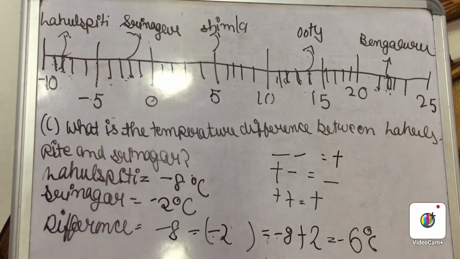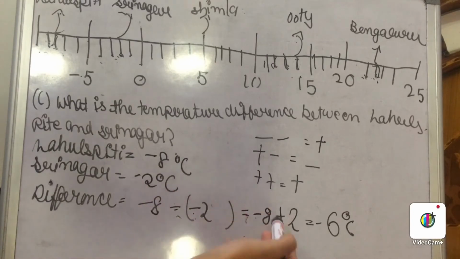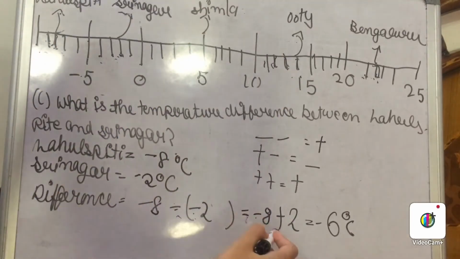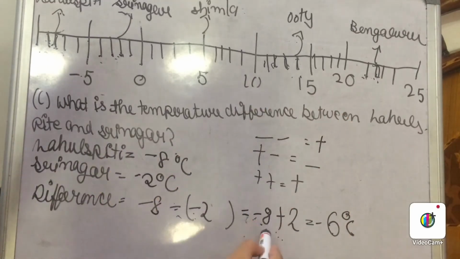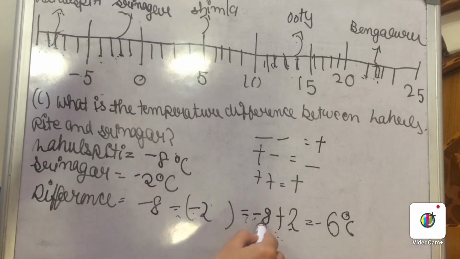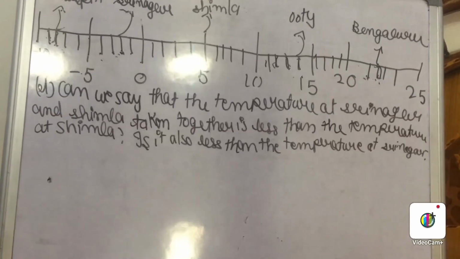If you didn't understand that, leave your doubts in the comments below. Did you understand this question? If not, I will explain one more time. Minus minus equals plus, so there will be minus 8 plus 2. Here minus minus becomes plus, and plus minus gives minus, so 8 minus 2 is 6, and the sign will be minus because 8 is bigger than 2, and the sign in front of the bigger number is the sign for the answer. So now let's move to the next question.